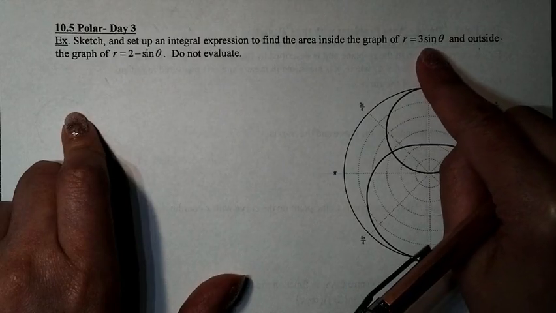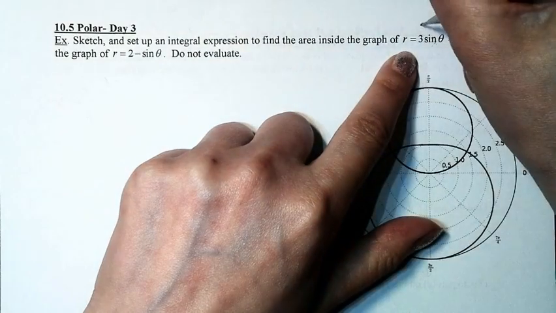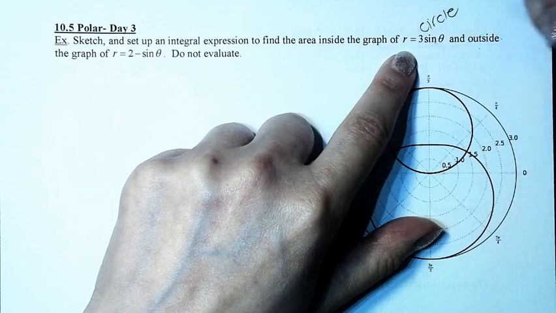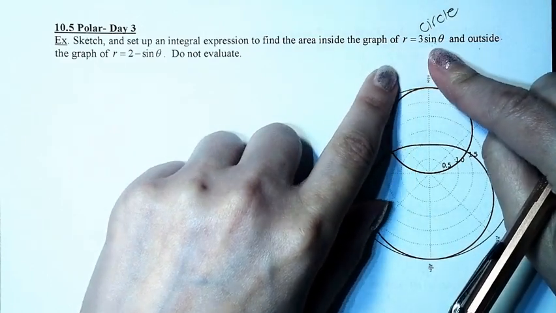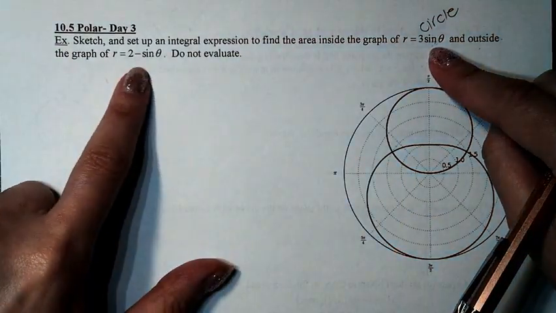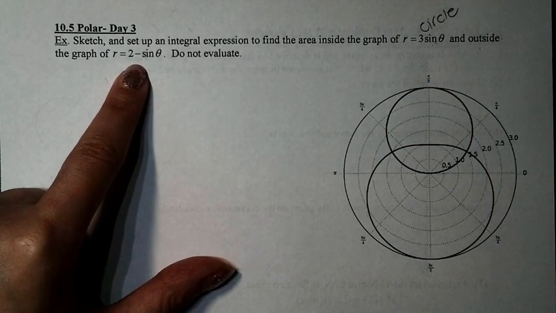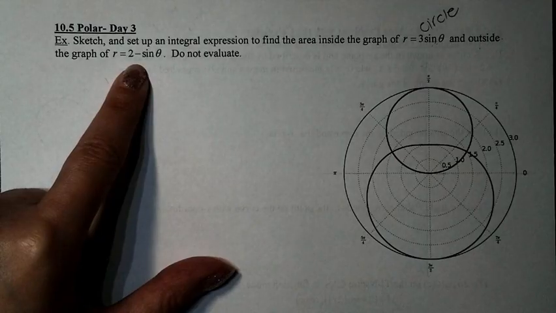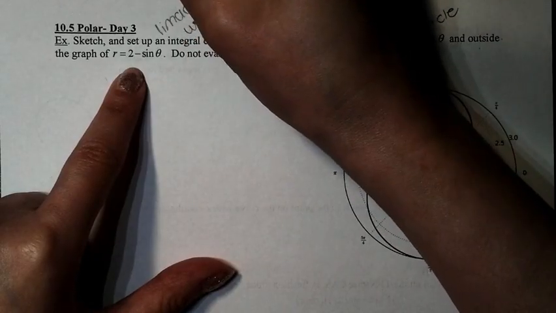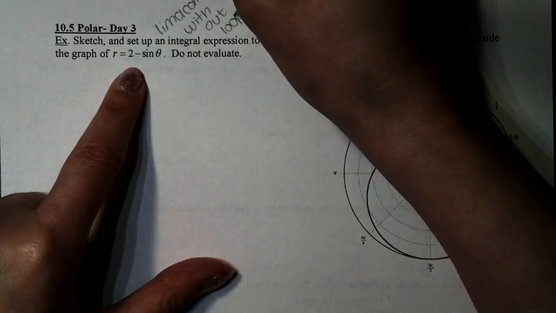Okay, so first we need to recognize what's what. We see that this one over here is a circle. This circle is symmetrical with respect to the y-axis. This one over here, you can see from pre-calculus, because you learn how to draw polars there, is going to be a limacon without a loop. That's what we have. These are the two polar curves.